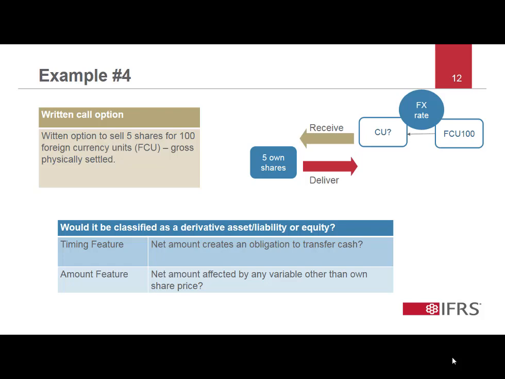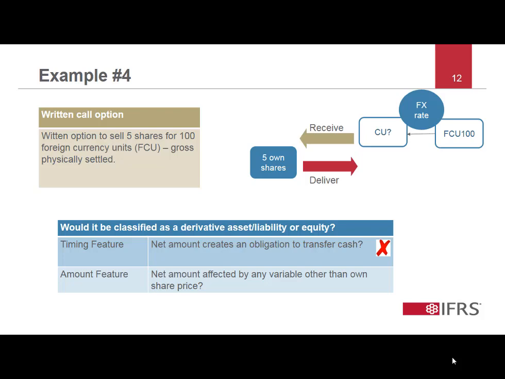Okay, example 4. An entity writes an option to sell 5 own shares for receiving 100 units of foreign currency. So on settlement, if the option is exercised, the entity will deliver 5 of its own shares and receive 100 units of foreign currency. Let's go through the 2 questions. Question 1, whether the net amount creates an obligation for the entity to transfer cash. The answer is no. Because the contract is settled on a gross basis, the entity delivers own shares, not cash.